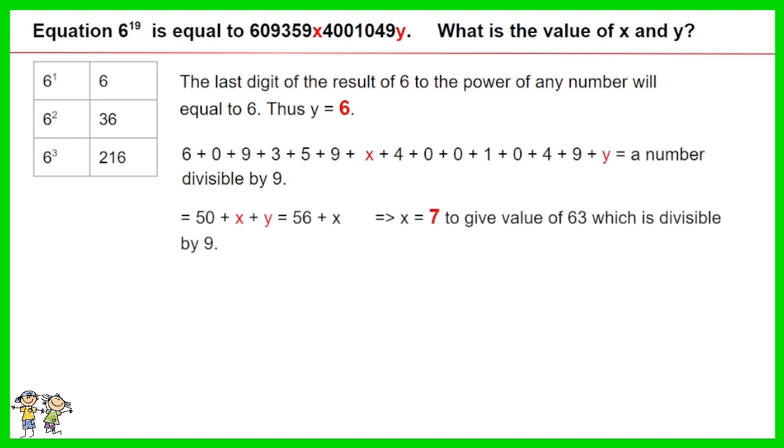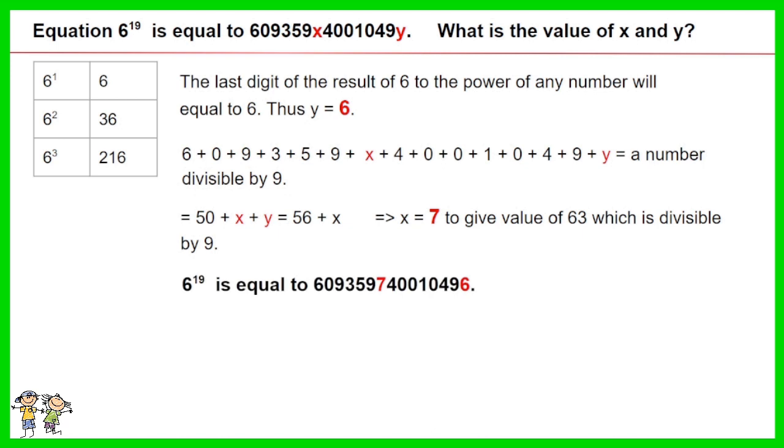Add up all the known digits, you have 50. Replace y with 6, you get 56 plus x. X is equal to 7, in order for 56 plus x to be divisible by 9. This gives a value of 63.